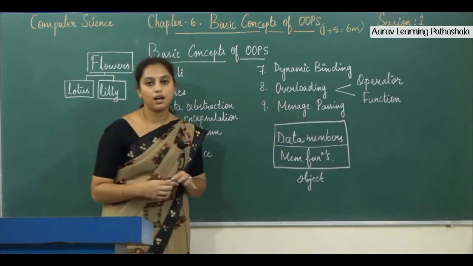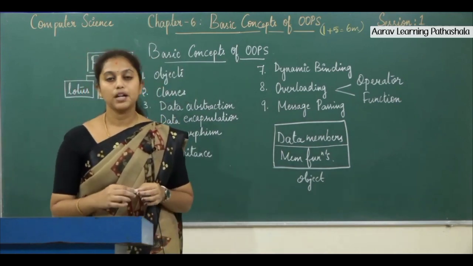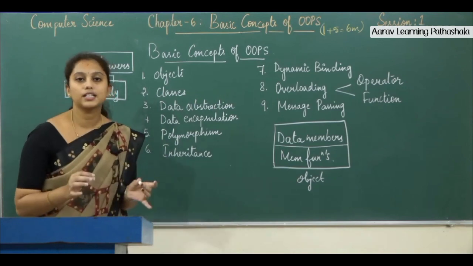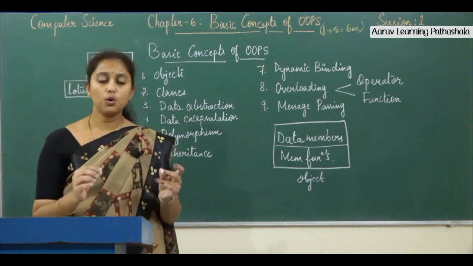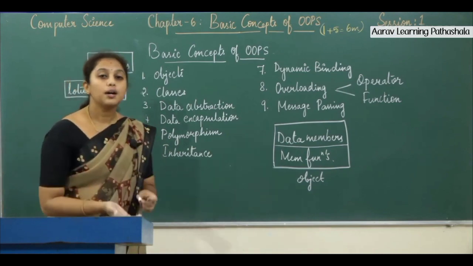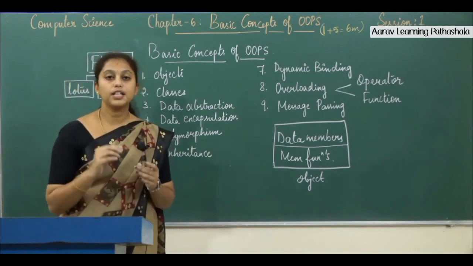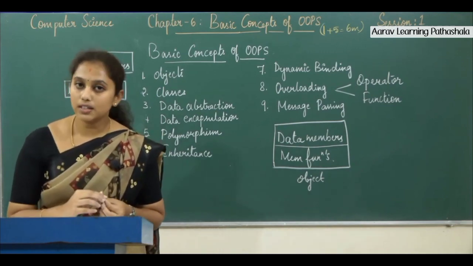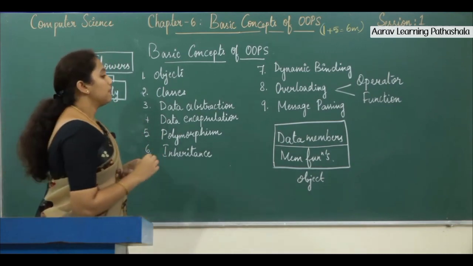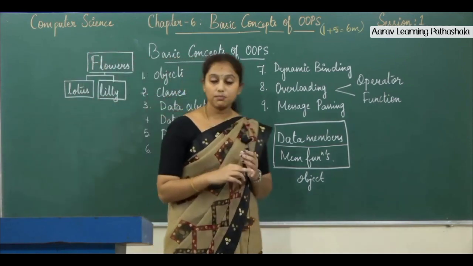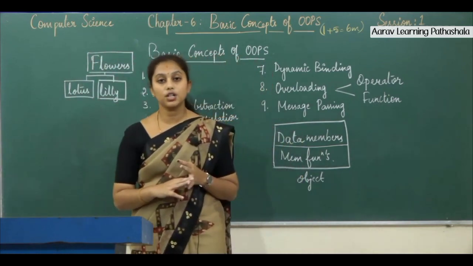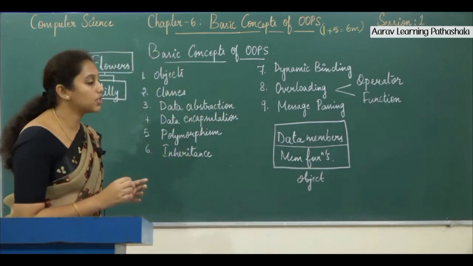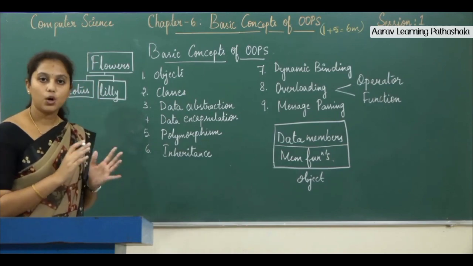Next is message passing. What is message passing? In object oriented programming model, everything is in the form of classes and objects. So if one object wants to communicate with another object with the help of messages or functions, it can communicate with each other. Message passing involves the name of the object, the name of the function and the information to be sent. So this is about the characteristics of OOPS.